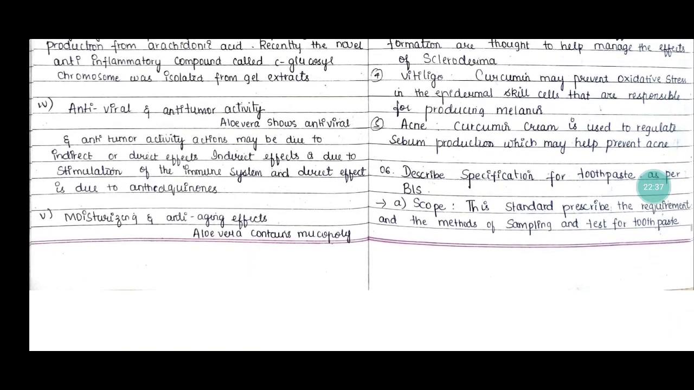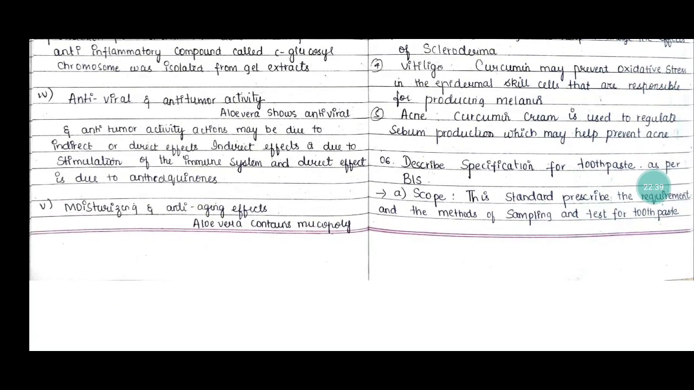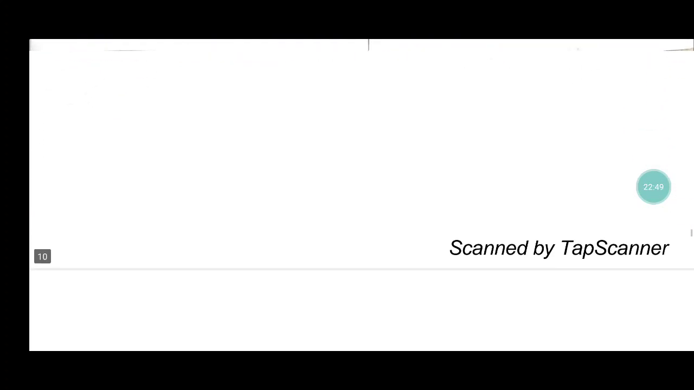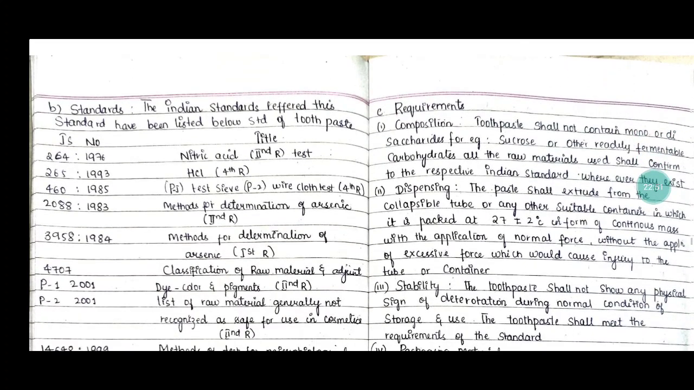The 6th question: describe the specification for toothpaste as per BIS. The scope: this standard prescribes the requirements and the method of sampling for toothpaste. The Indian standards referred to in this standard have been listed below. This is the Indian standard number and the title.